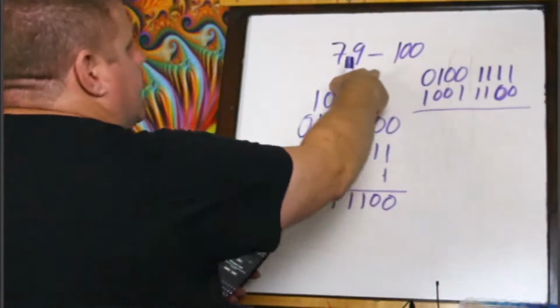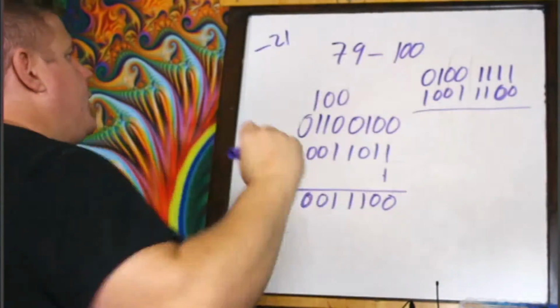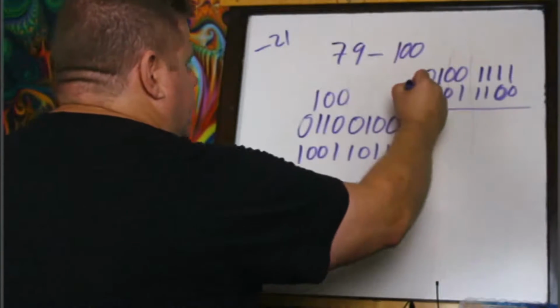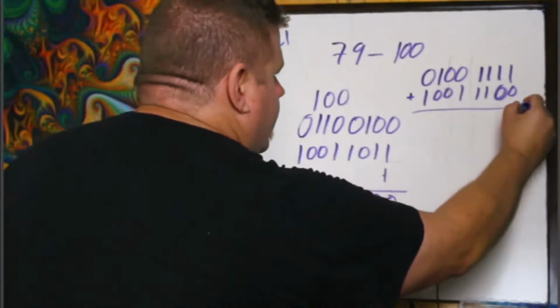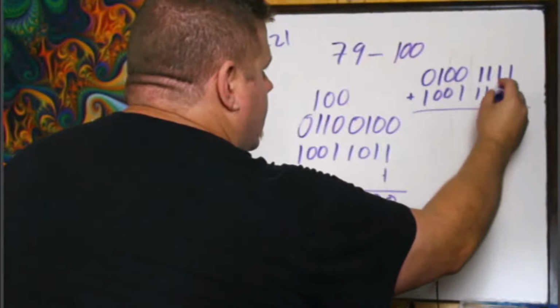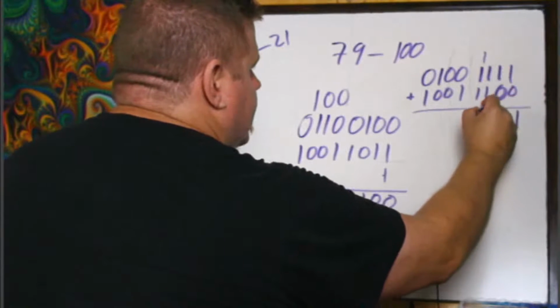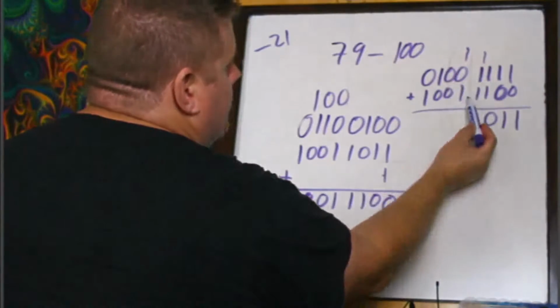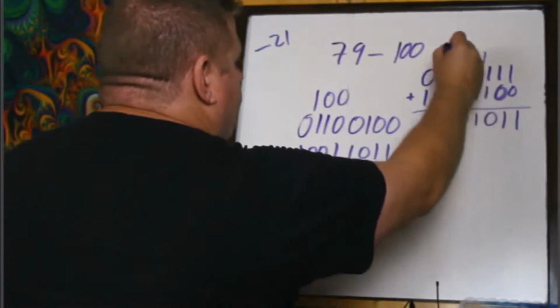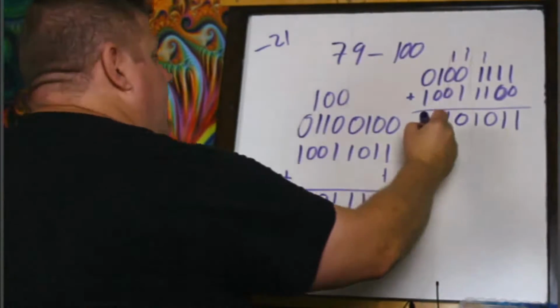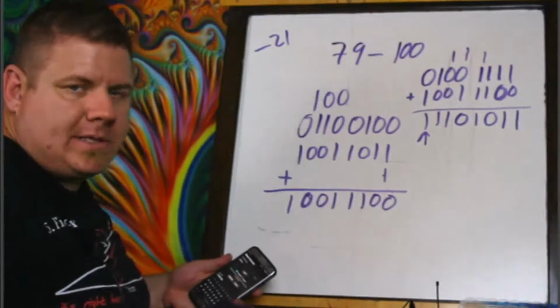Now, obviously, the number we should get here is negative 21 should be the answer, okay? All right, so let's go ahead and add these together. So I've got 1, 1. 1 plus 1 is 2. That's 0. Carry the 1. That's 3. That's 1. Carry the 1. 1 plus 1 is 2. That's 0. Carry the 1. There we go. So we have a negative number because we have a 1 out in front.